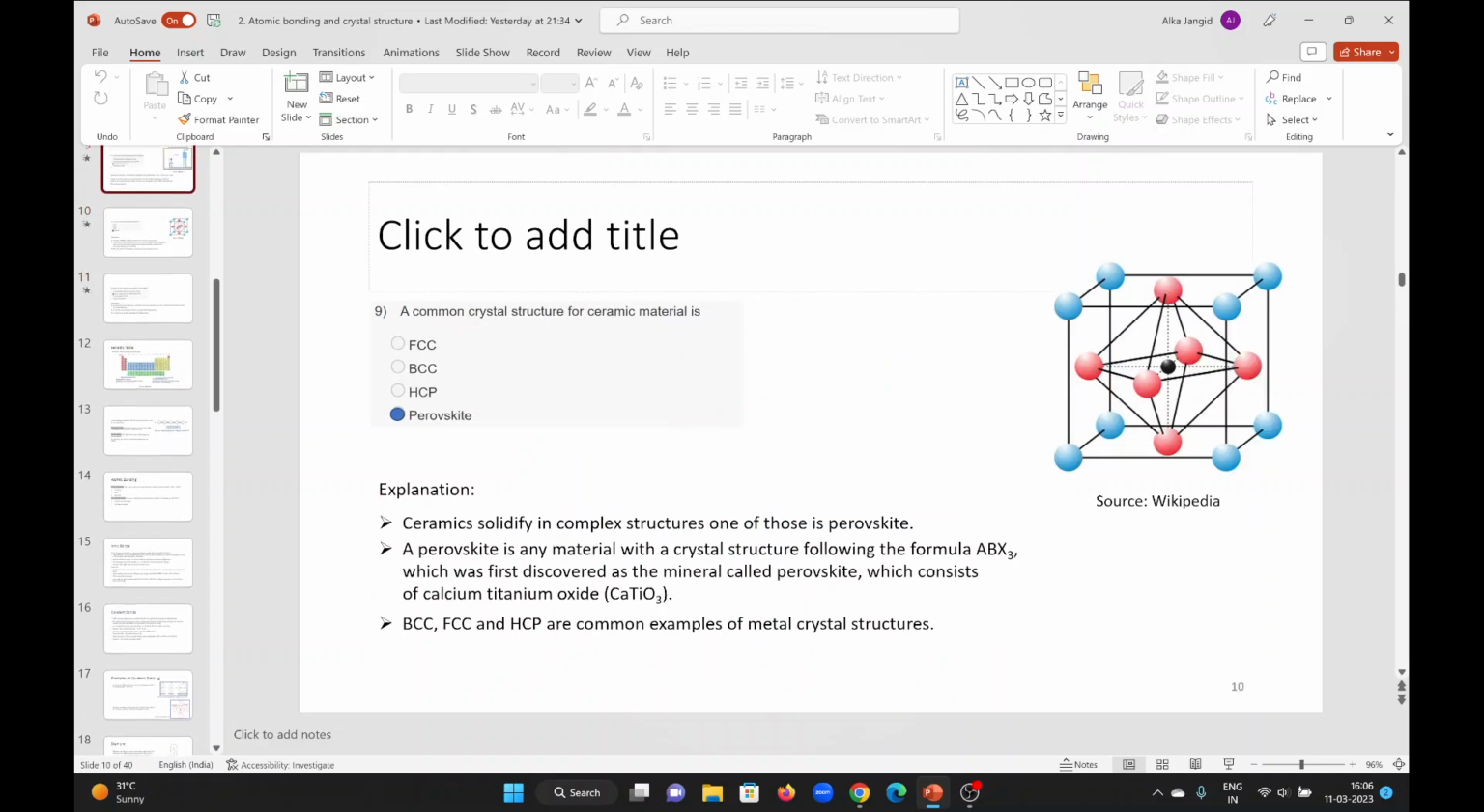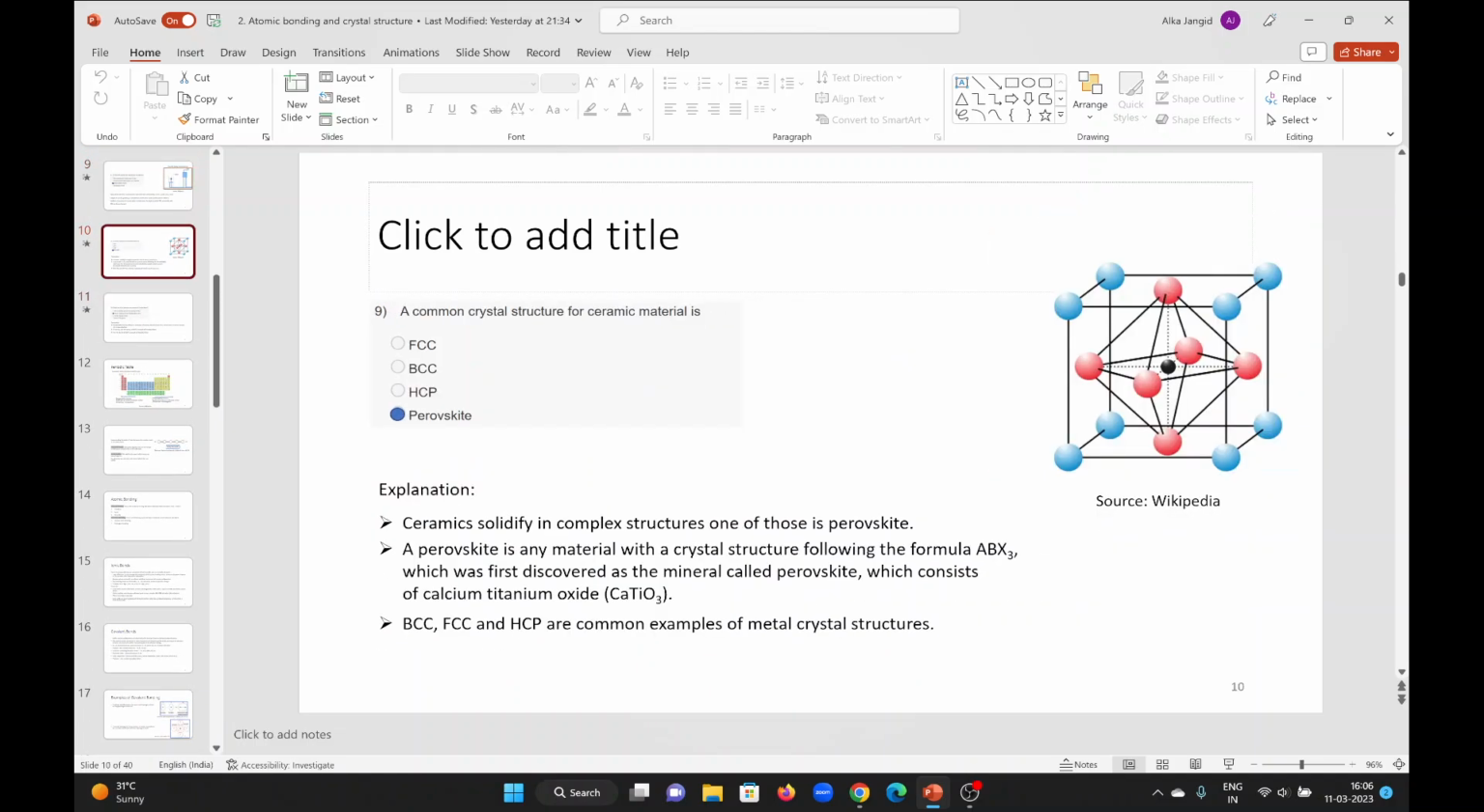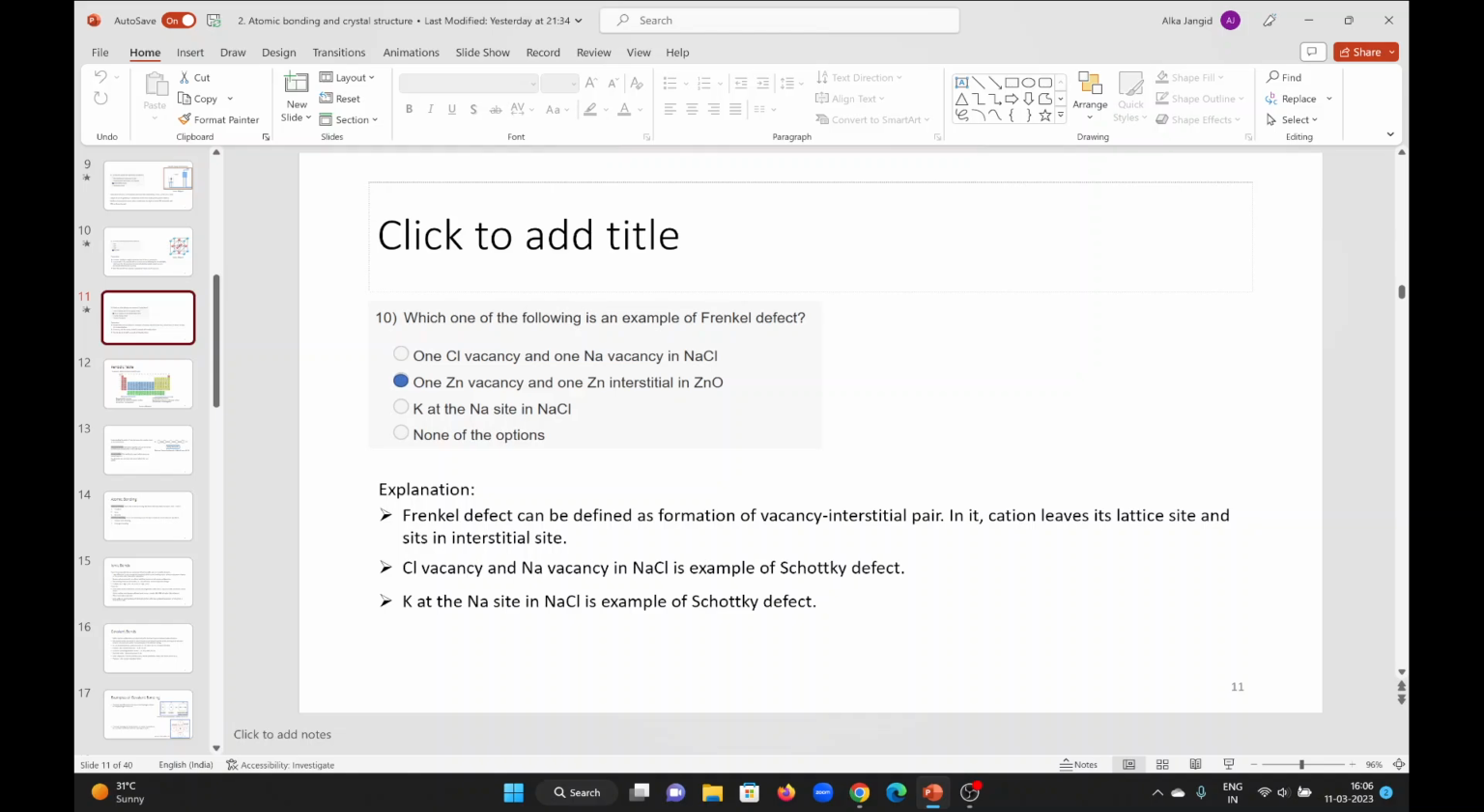A missing atom should be a vacancy. If there is a vacancy-interstitial pair, then it will be Frenkel. If there is a pair of vacancy and interstitial, like in an ionic solid, for example if zinc moves from its original position to an interstitial position, then it will be Frenkel.